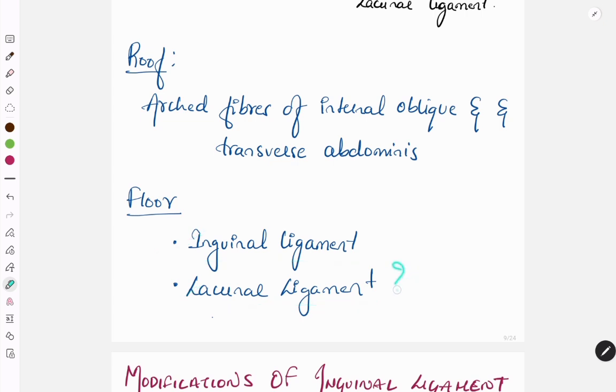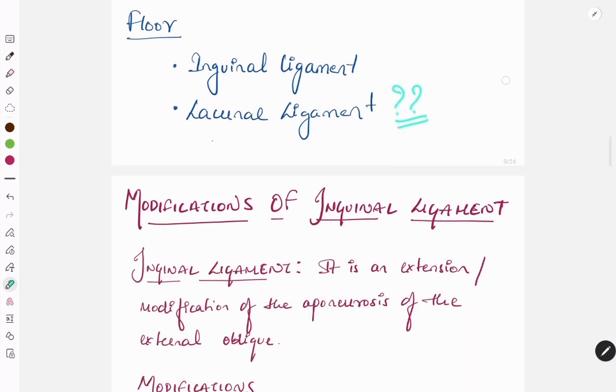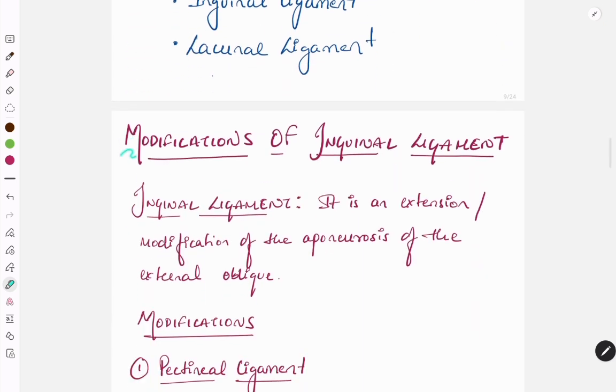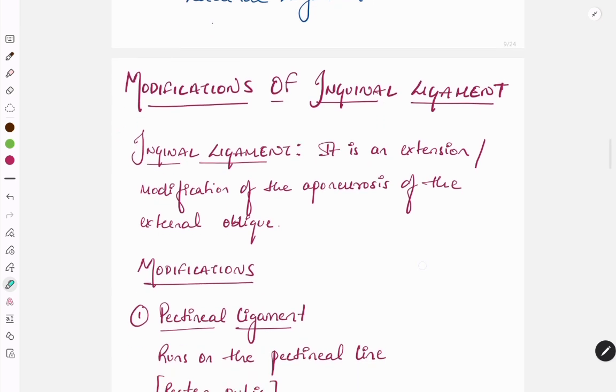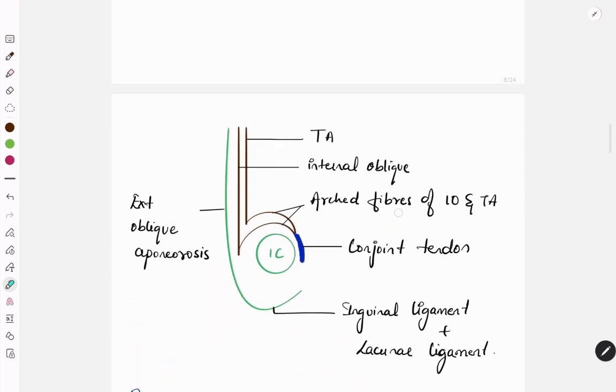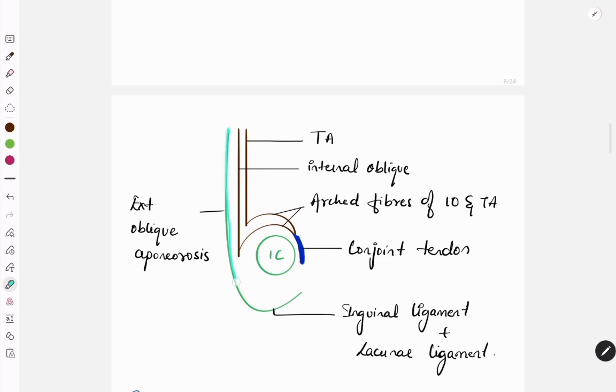So what is the lacunar ligament? We will look into it now. We are going to be studying the modifications of the inguinal ligament. So first of all, what is the inguinal ligament? It is an extension or modification of the aponeurosis of the external oblique. See, I told you, right? This external oblique aponeurosis modification is nothing but the inguinal ligament. When it rolls downwards and curves inwards, it is nothing but your inguinal ligament.